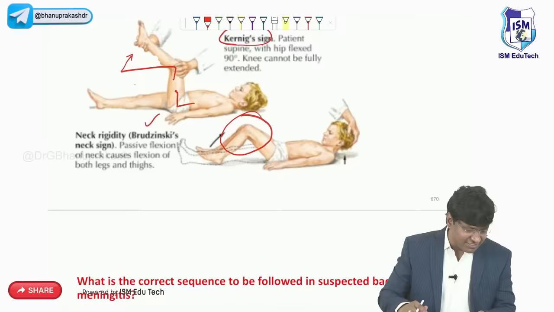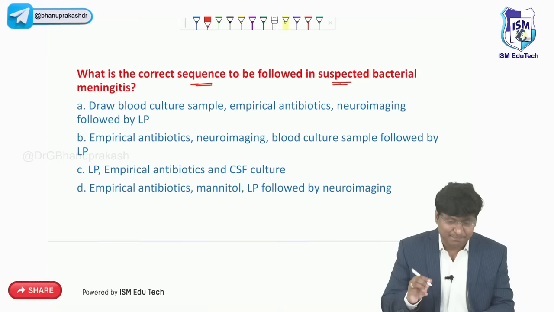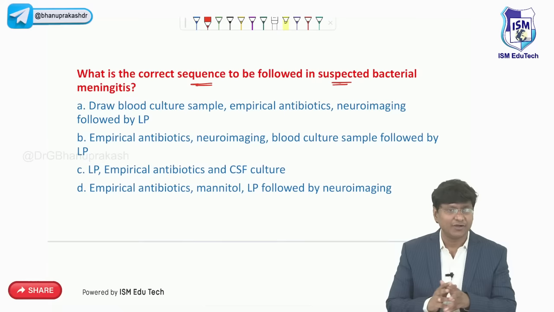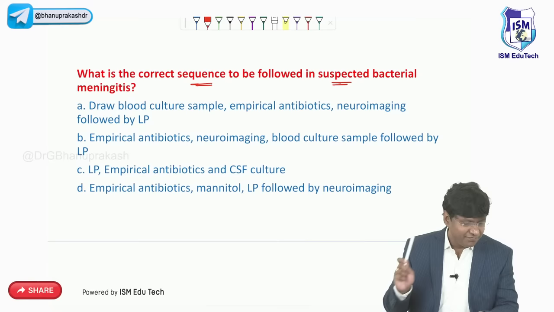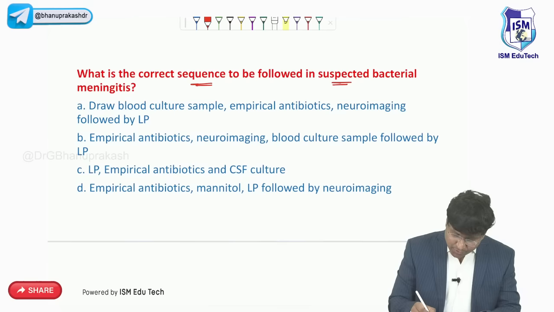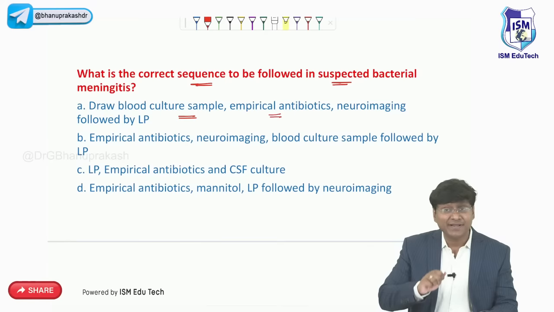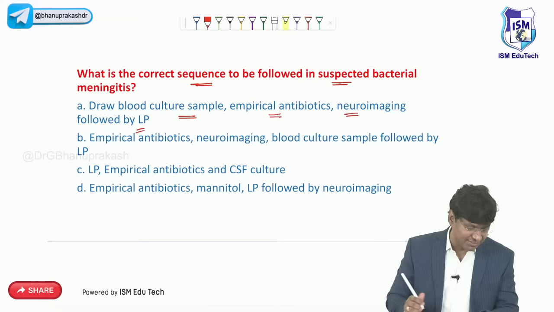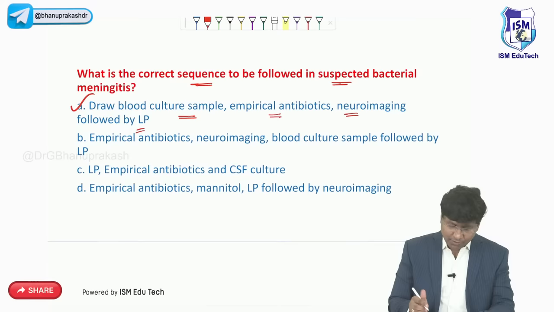Now, in patients with meningitis, what is the correct sequence to be followed in suspected bacterial meningitis? Go through all the options and please answer this. First and foremost, you have to draw the blood culture sample. Then you should give an empirical antibiotic. Then you have to do neuroimaging to rule out any intracranial space-occupying lesion. Followed by that, you need to do lumbar puncture. So the answer is A.